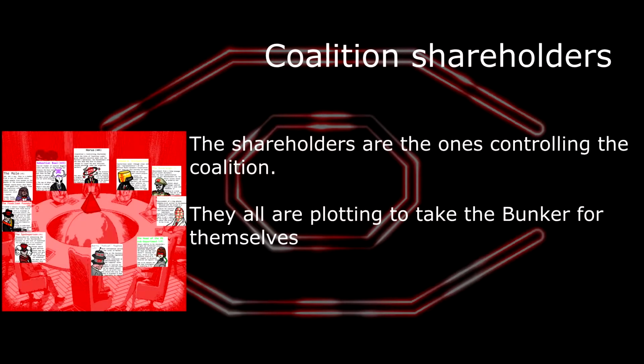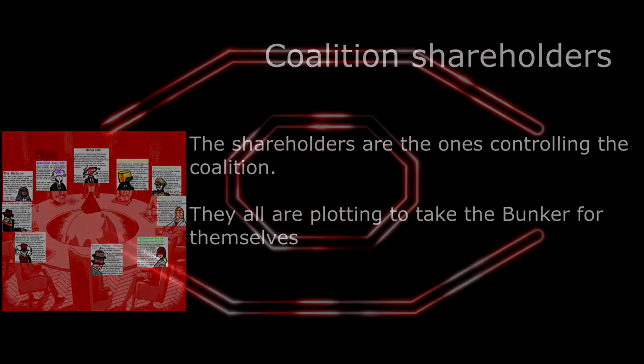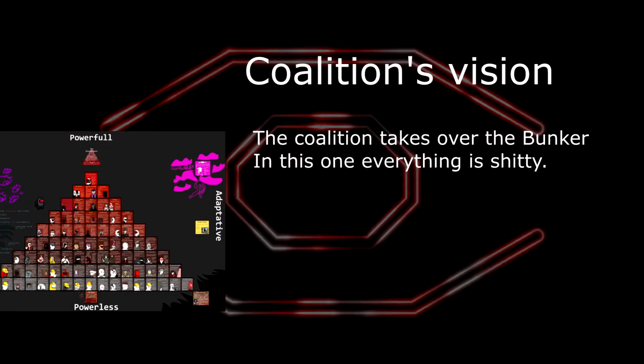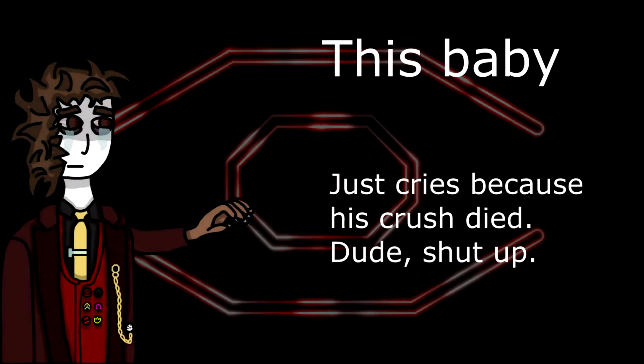There's the Coalition. They are a group of rich pre-Event billionaires that plot to stash the bunker for themselves, all under the control of their shareholders and their leads. They take control of the bunker in the Coalition's vision canon, and everything is visibly at its worst. Hell, this guy's sad. That's right, cry more, you little baby. For fuck's sake, what kind of name is HLP manager?